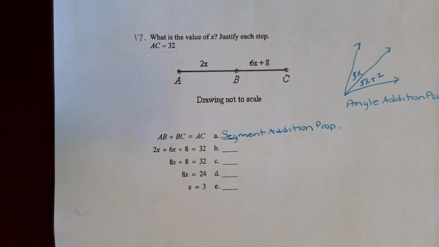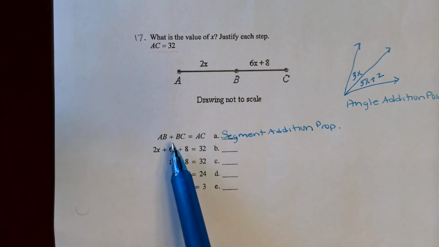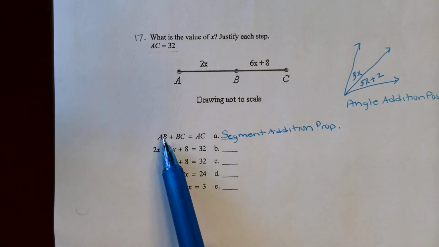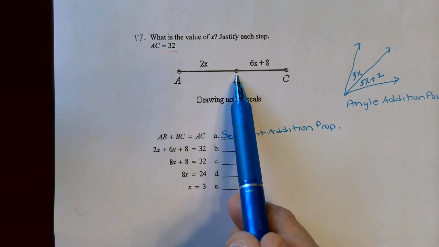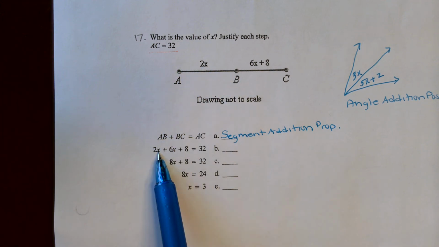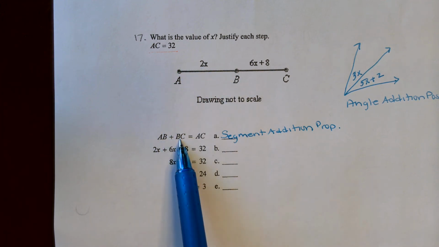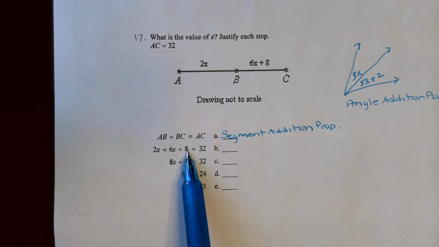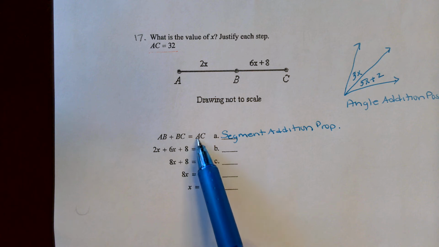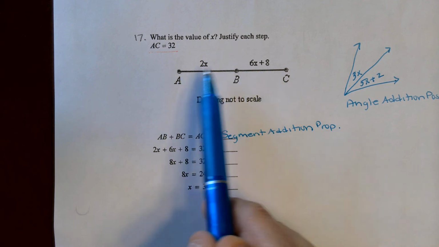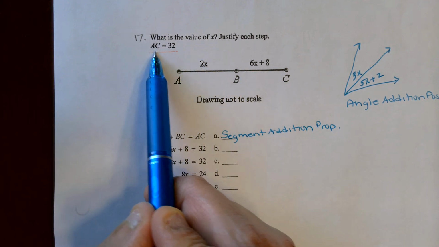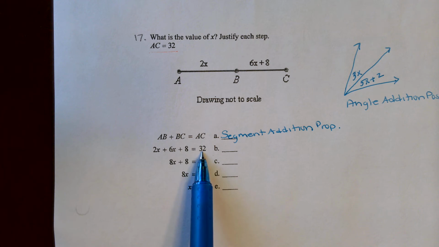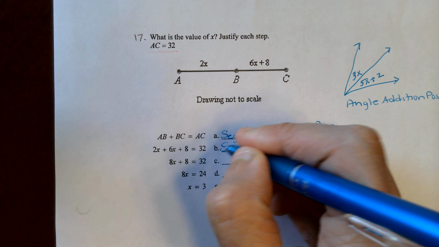So we lay that out there, that when we add these two together, we get this. Well, then in the next step, look what happens here. Instead of AB, the distance from A to B, I put in what the distance is, which is 2x. And instead of the distance from B to C, I put in what it is. It's 6x plus 8. And then instead of the distance from A to C, which I don't have here, but look up here, I have it. I substitute in 32. So each one of these involved substituting.